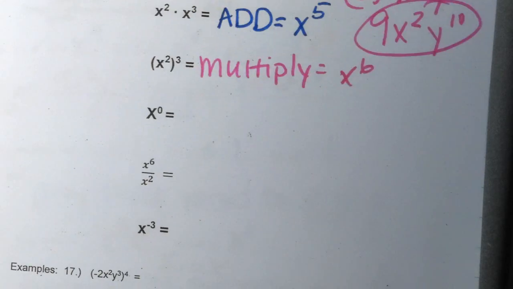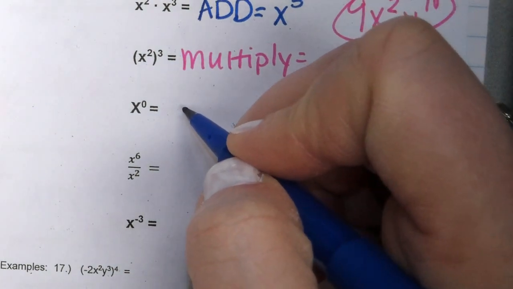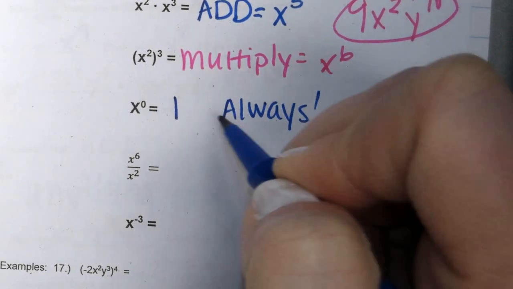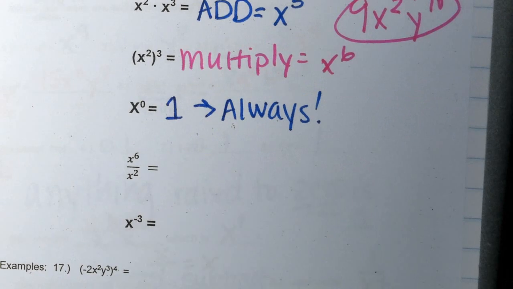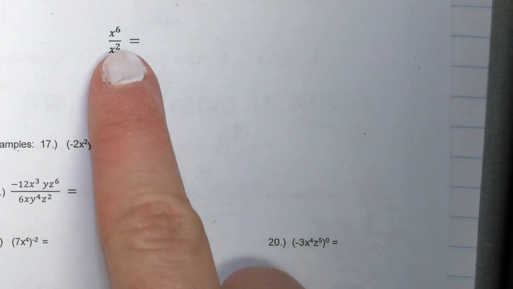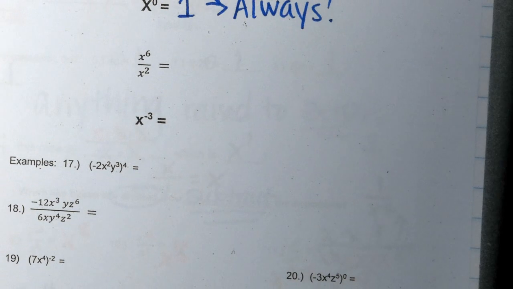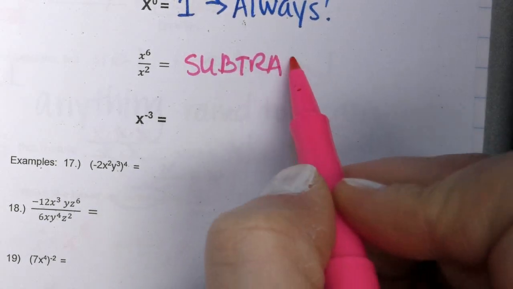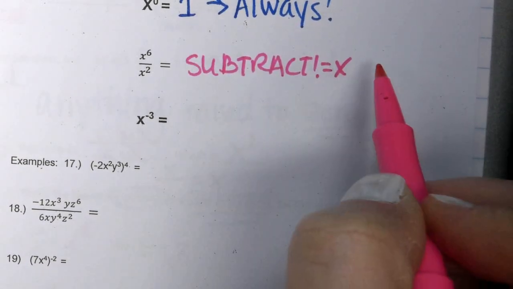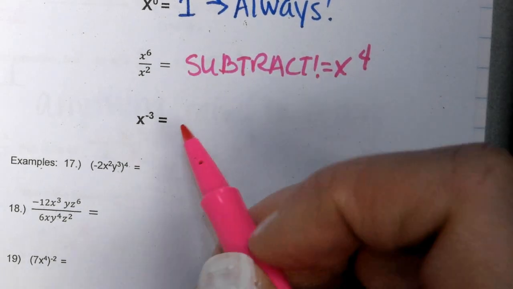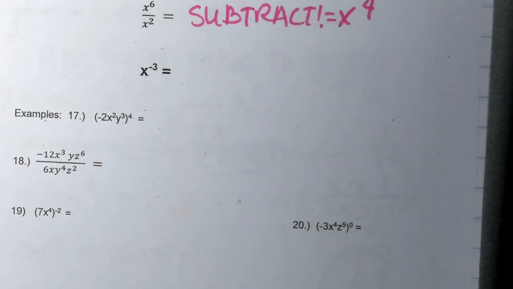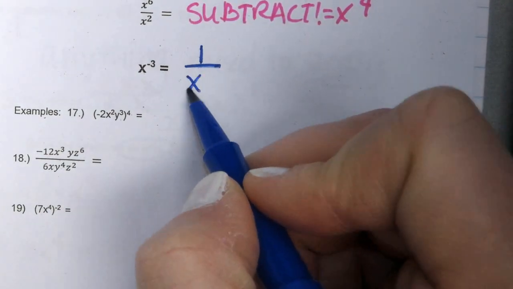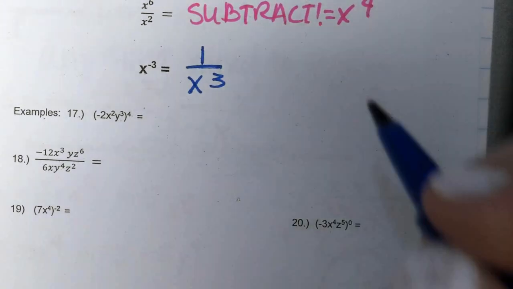What is x to the 0 power? Anything to the 0 power is 1. Always 1. And if you have division, x to the 6th over x to the 2nd, and they both have the same base, they're both x's, you subtract and you get x to the 4th. And finally, if you have a negative exponent, what do we do to make that proper? We put it over 1 and take away the negative sign. We just move it to the bottom.